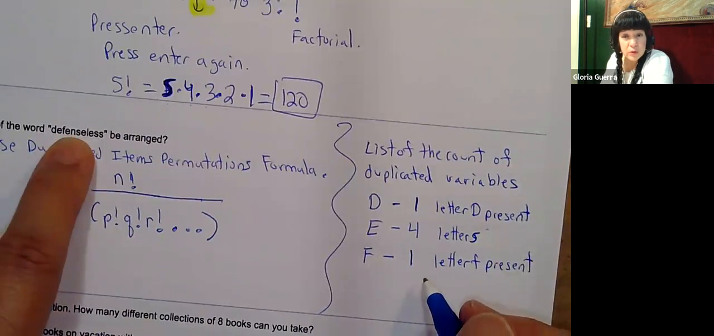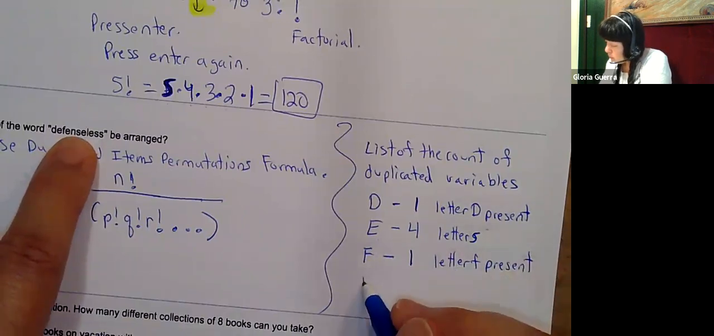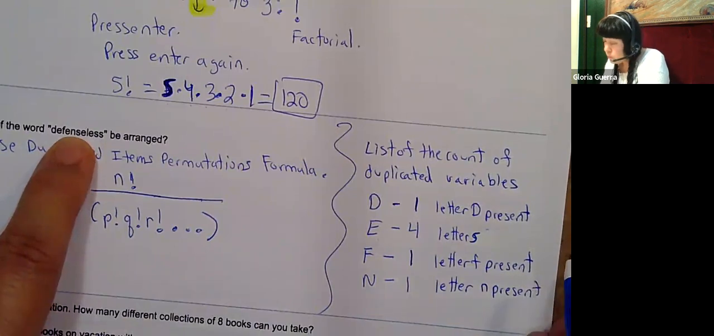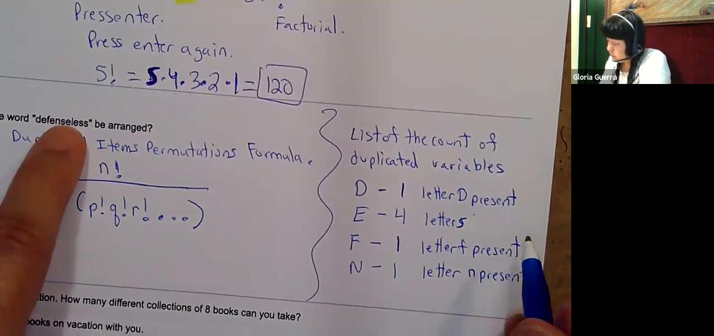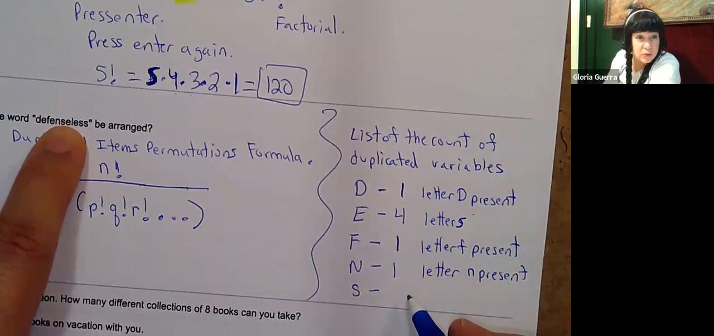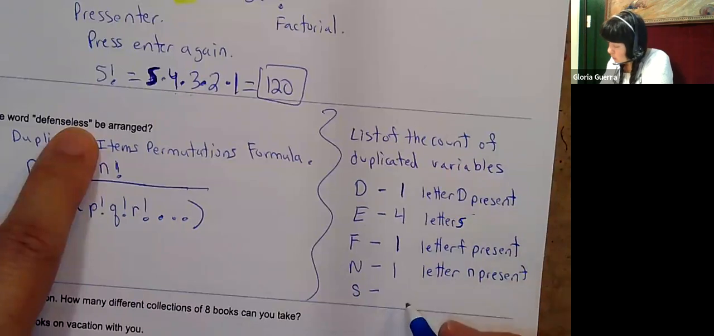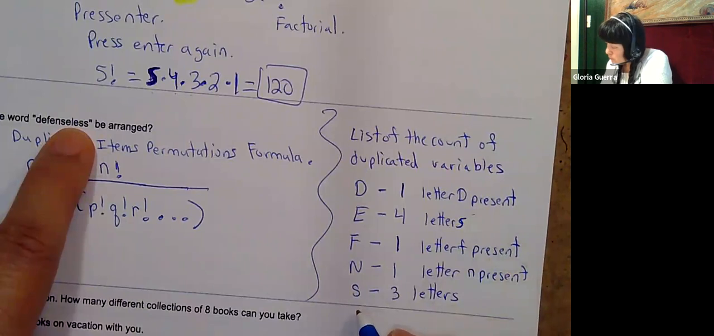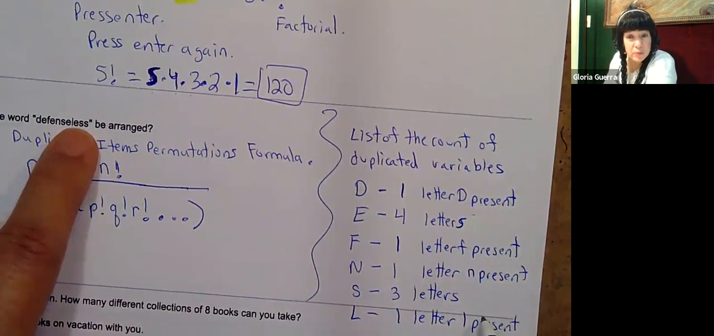Okay, then we already talked about the E's. Okay, we have an N. So how many N's do you see? Just one letter N present. Okay, then I have S. So how many S's do we have? 1, 2, 3. So 3 letters that have S. Okay, we already talked about E, L. 1 letter L present. We already talked about E, we already talked about S.